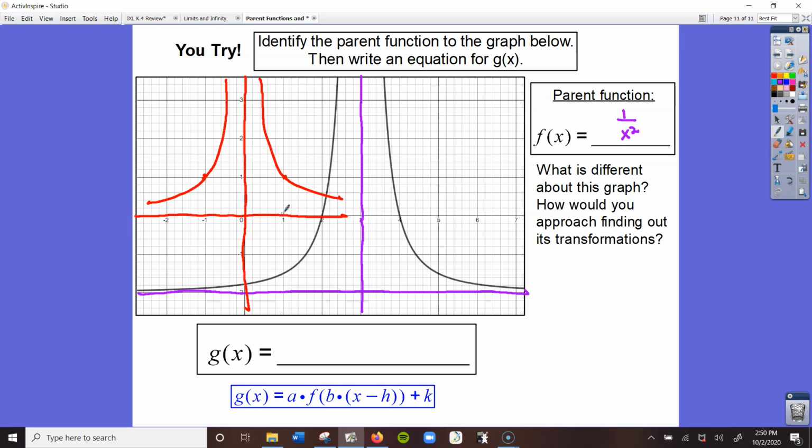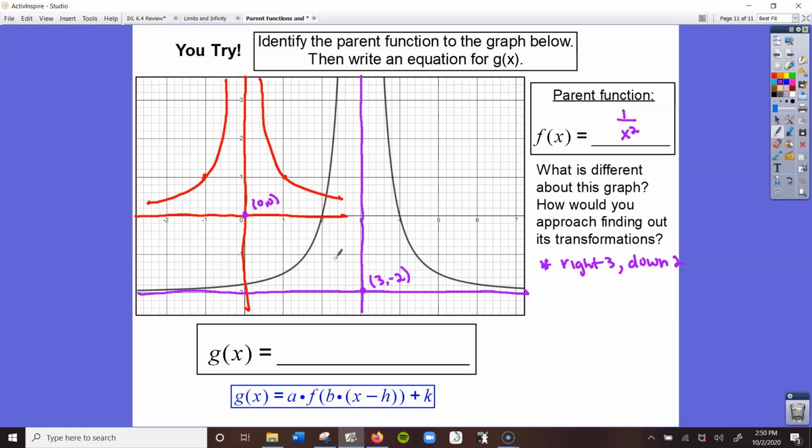Instead of checking to see how the vertex moved, we would check where the asymptotes meet, those points of intersection, and how that moved. On the parent function, the asymptotes intersect at 0, 0, just like the vertices of the other functions. In this particular graph, where my asymptotes meet is at 3, negative 2. So this means that my graph moved right 3 and down 2. Now we can tell there is no reflection because it did not flip upside down, and if there was a reflection on the y-axis, it would look the same, so that does not matter.